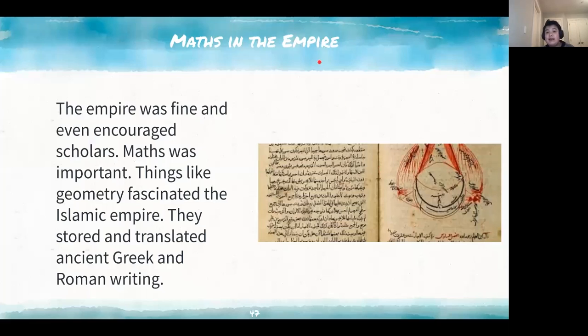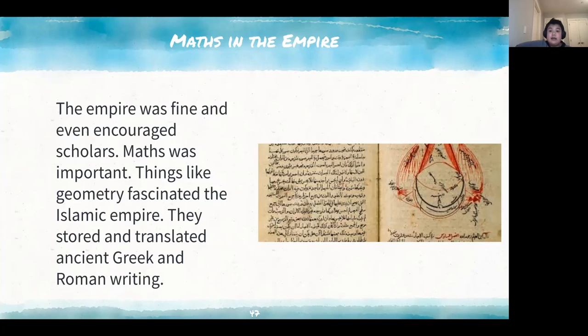So maths in the empire. Okay, so the empire believed in encouraging scholars. Scholars were the smart ones, the Albert Einsteins, the Bill Gates, who are trying something new. People who find out about stuff. They believed in maths, they believed in science, they believed in astronomy. And that's also why a lot of things you use to this day were created in the Islamic Golden Age.